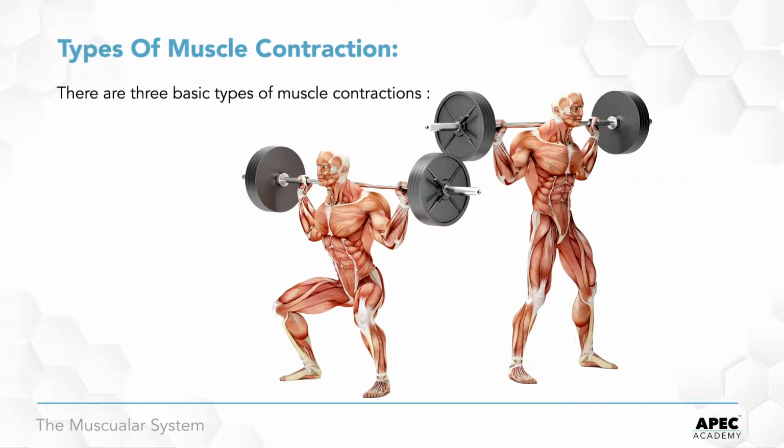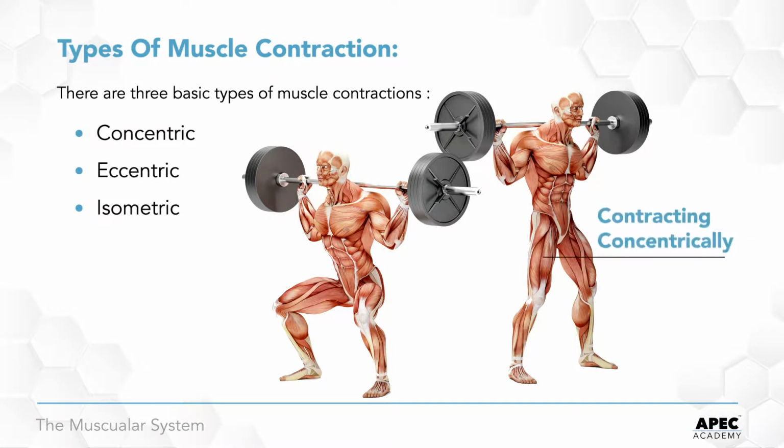There are 3 basic types of muscle contractions we need to familiarize ourselves with. They are concentric, eccentric, and isometric. When a muscle shortens under load or tension, it is known as concentric contraction. When this happens, the muscle develops force. An example of this would be in the squat. The quadricep muscles contract concentrically in the upward phase of the lift, i.e., the ascent.